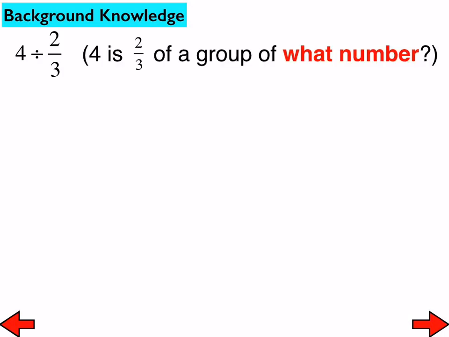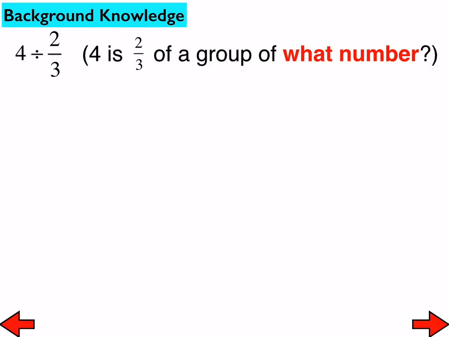So what we're looking for here is 4 is 2/3 of a group of what number? I'm going to see if you can figure that out with your number line. I'll give you about a minute. So we're trying to figure out 4 is 2/3 of a group of what number? Turn to your shoulder partner right now and talk about what you've come up with modeling with a number line. I'll give you about 1 minute to talk with your shoulder partner.